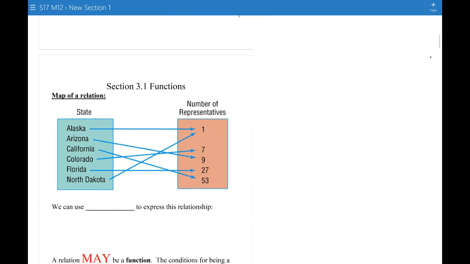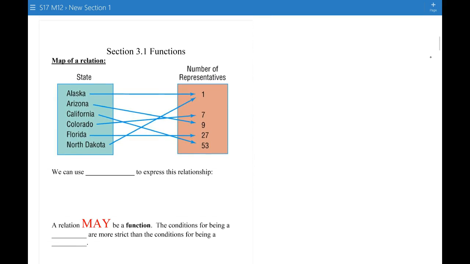So here is a map of a relation, just things that are related to each other. For this one, it's the number of representatives in the House of Representatives, and the state of Alaska has 1. So we show the state of Alaska being joined to the number 1. Then Arizona has 9 representatives, California has 53, and so on.